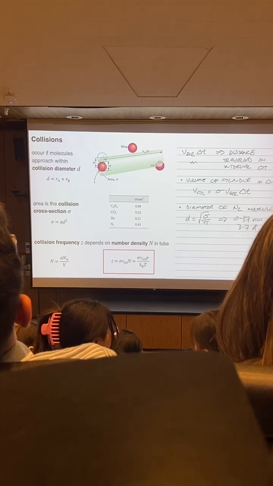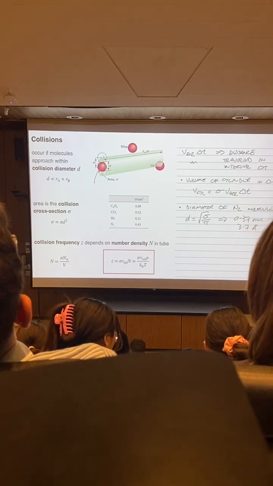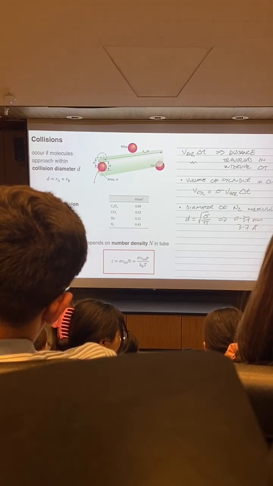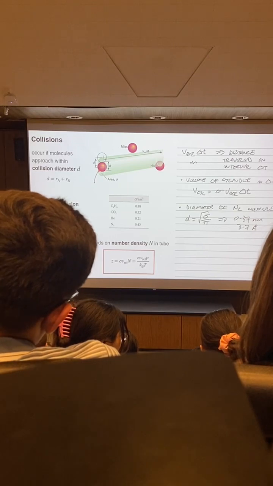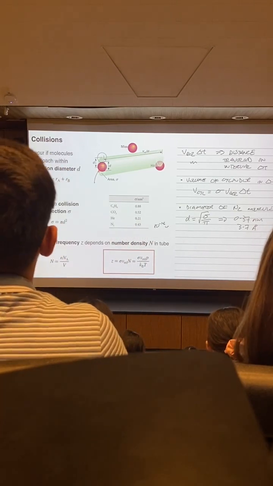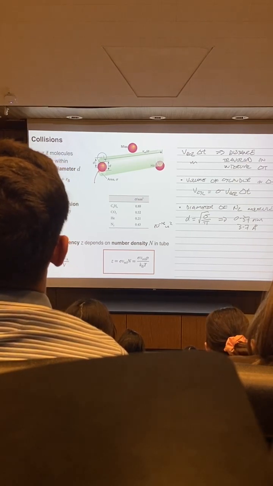Complicated because all of this assumes again that our molecules don't interact until they collide, but molecules do interact, as we'll come to when we speak about real gases. A cross section of 10 to the minus 18 meters squared. Okay, so how often do collisions happen?